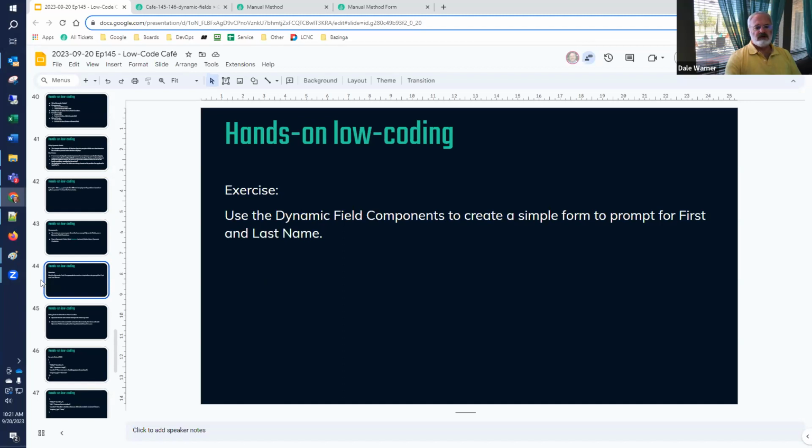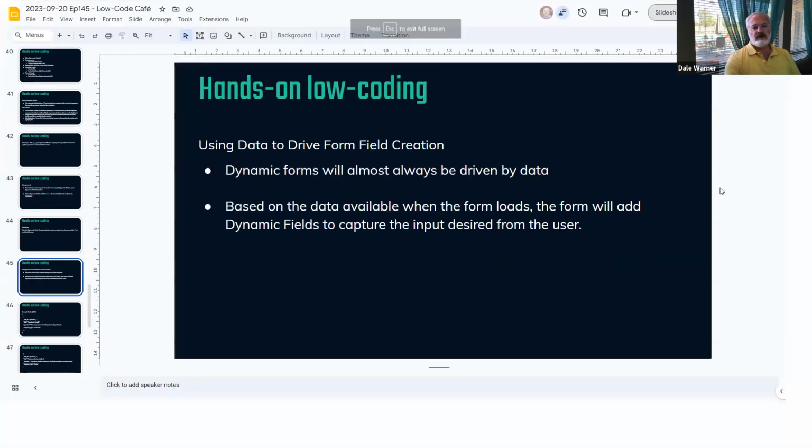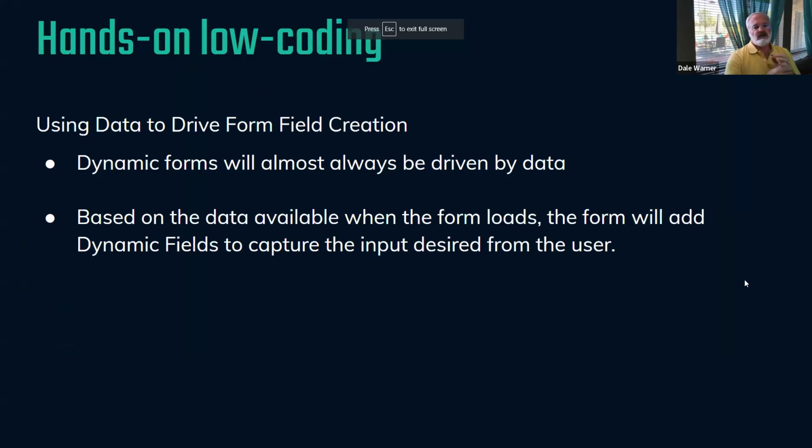So that's where we are. We've done this exercise, using these dynamic field components that we talked about to prompt for first name, last name. So that exercise is done. So the next question is talking a little bit about data, right? Almost always you're going to drive what you're going to collect on a dynamic form from data, because if it's not based on either data or conditions present, like values or tokens, whatever, if it's not based on data, you probably shouldn't be using dynamic forms. A regular form will do.